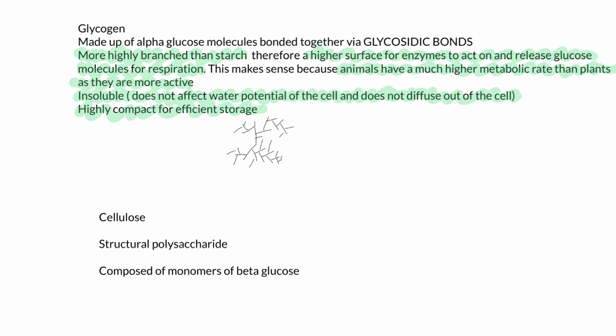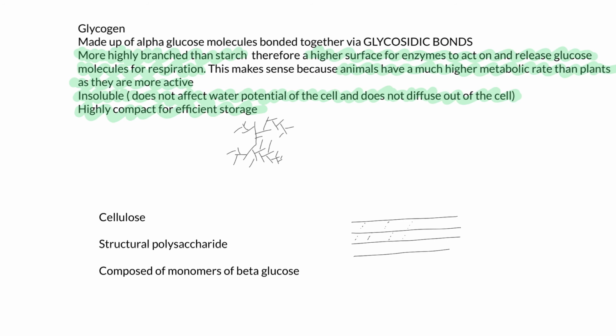So we talked about the fact that in starch and glycogen we form these coils, but because of the rotation of the beta glucose molecules when they form glycosidic bonds, which we'll look at in just a second, this causes cellulose chains to be long and straight. So they form these long, straight chains that run parallel to each other. And when they run parallel to each other, they then form cross-linkages via hydrogen bonds between adjacent chains.